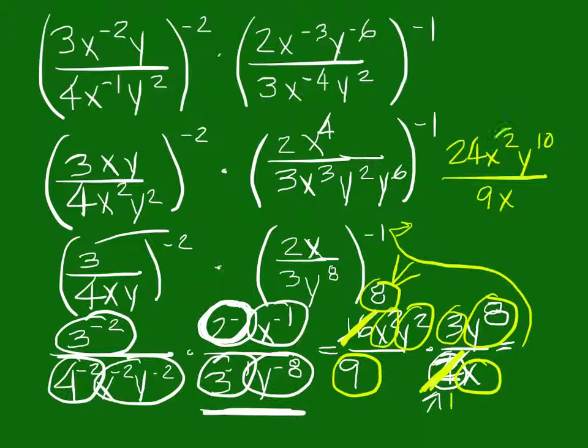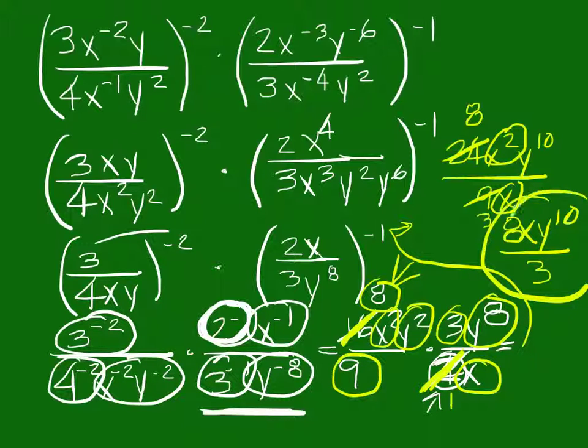You can simplify x to the 2nd over x and just be left with an x on the top, a y to the 10th on the top, and 3 into 9 3 times, and into 24 8 times. So you would have an 8 on the top, a 3 on the bottom, and the final answer would be 8x y to the 10th over 3.